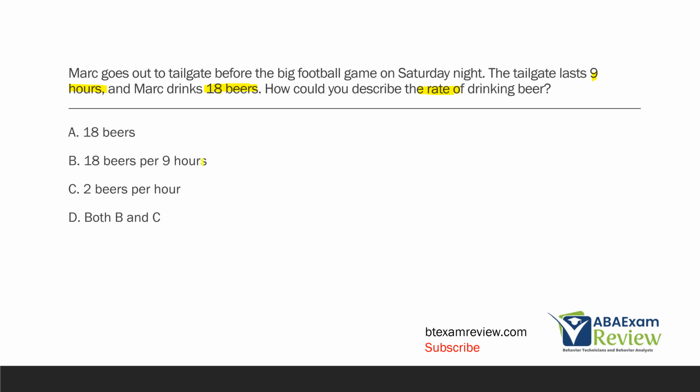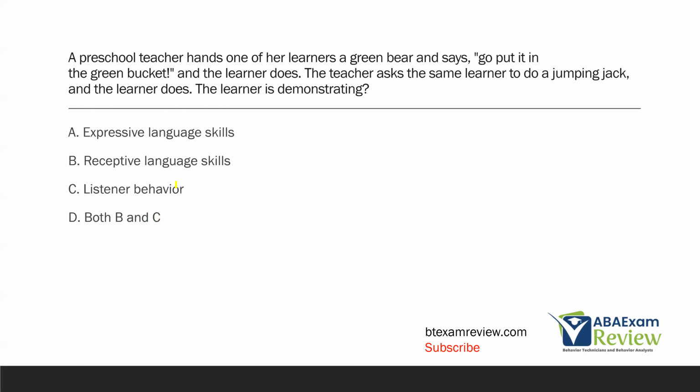No, we read every single answer choice. C, 2 beers per hour. C and B are the exact same thing, except C is reduced or simplified. Instead of 18 beers per 9 hours, we now have 2 beers per hour. We're saying the same exact thing. Both are rate, both are accurate. So how would you describe the rate of drinking beer? Well, D, both B and C.